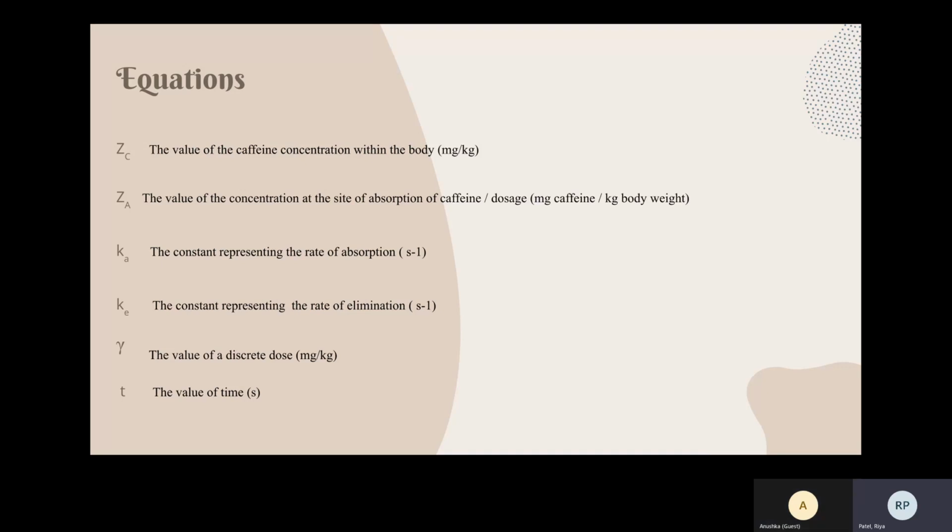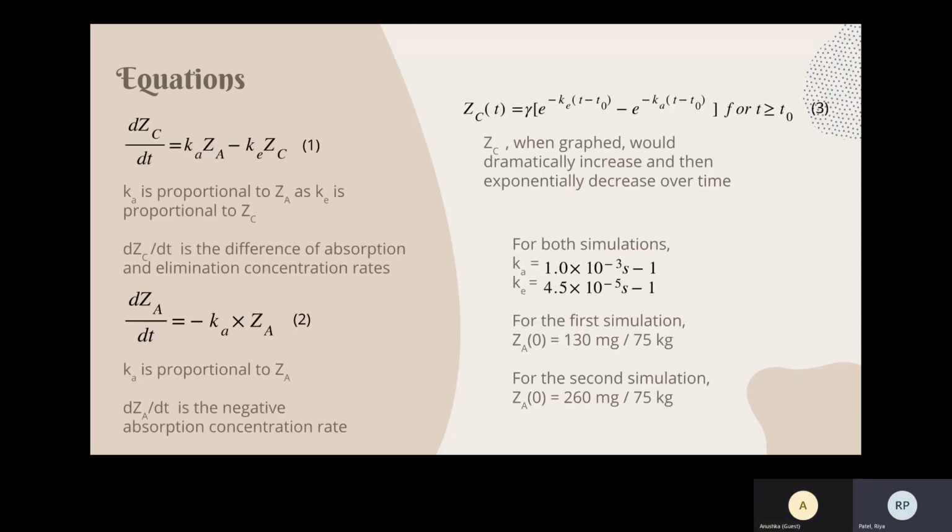Discussing the variables as presented in the previous slide, a few variables to note is gamma, which is the value of discrete dose given in milligrams per kilograms, as well as time. This model of caffeine concentration Z of C incorporates Ka as well as Ke. The rate of absorption is proportional to the dosage, as the rate of elimination is proportional to the caffeine concentration in the body, as represented in equation 1 as well as equation 2.